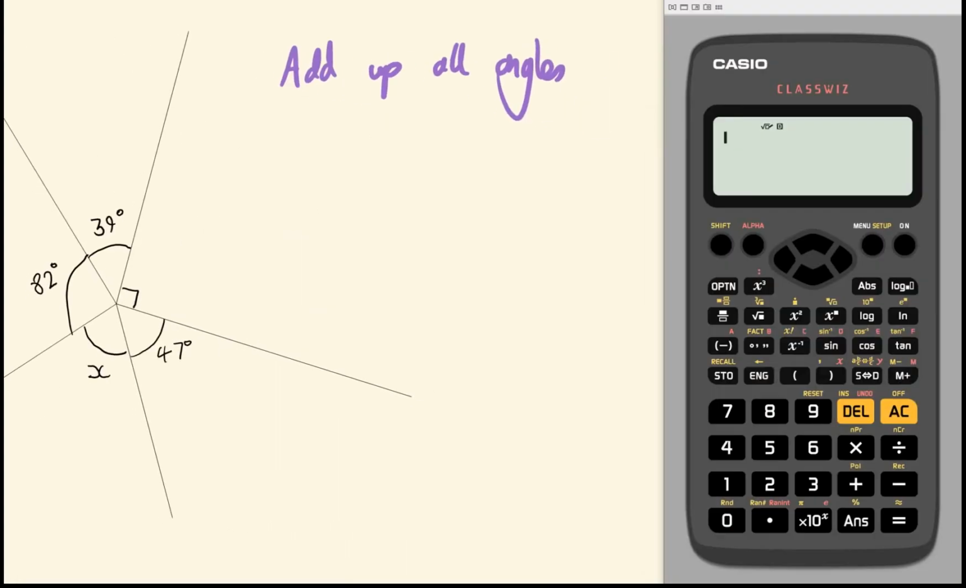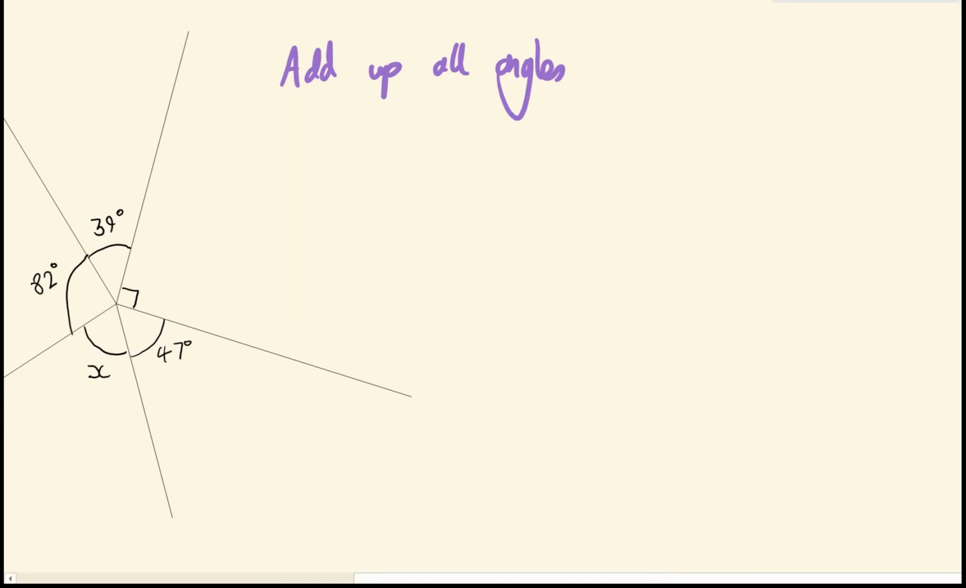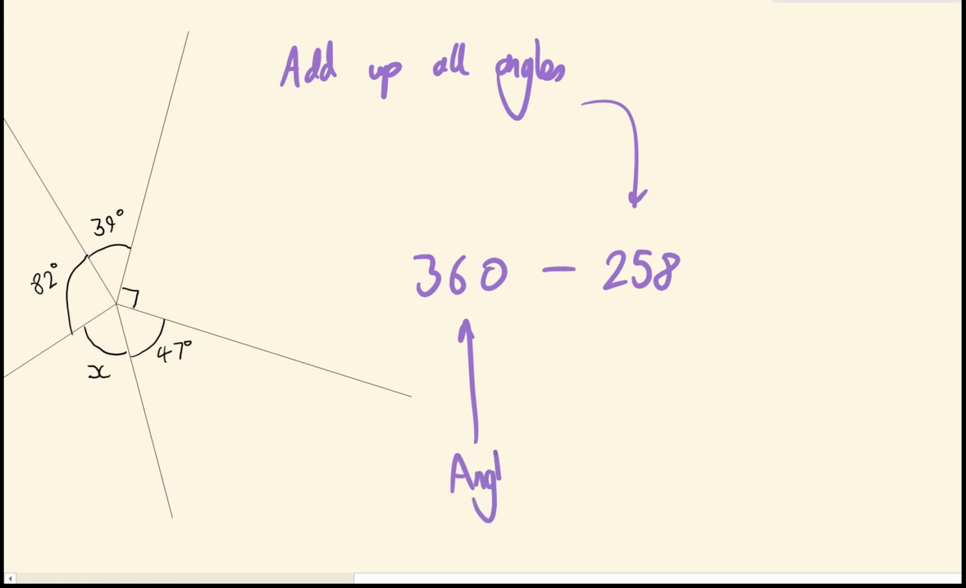Let's get ours out. So going round, we have 82 plus 39. Again, this square means a right angle, so 90 degrees, plus 47. So add all our angles. That gives us 258, and we then want to take that away from 360. And again, it's 360 because it's angles around a point or angles in a circle. If this was a straight line, this would just be 180. Then again, we go to our calculator, 360 minus 258 will give us 102 degrees.